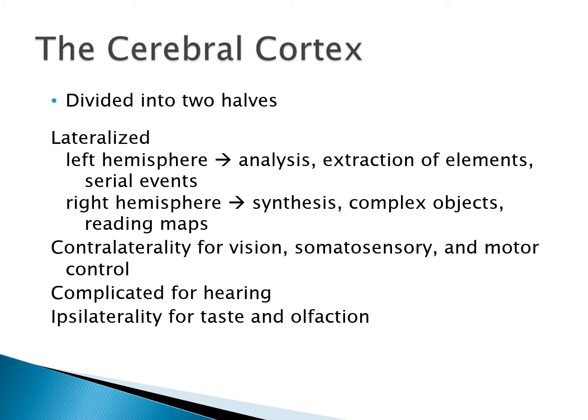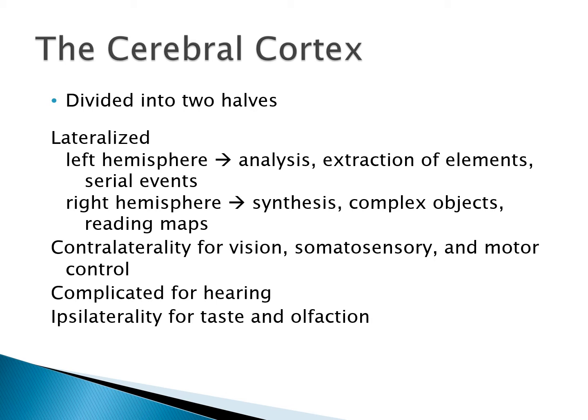As I keep saying, it's complicated for hearing. I like to ignore it at this point. For the most part, it does go contralaterally, but some of that information goes up ipsilaterally as well, as we actually need to put that information together in those subcortical structures for locating where sounds are coming from. So it's a bit complicated.